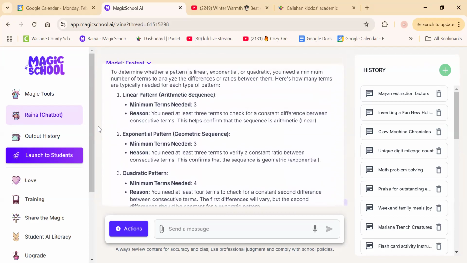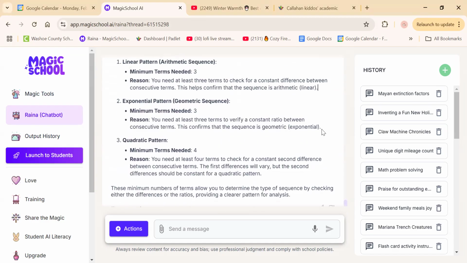Linear, you need a minimum of 3. You need at least 3 terms to check for constant difference between the consecutive terms, right? And that's when you're subtracting them, right? So 3. So write down linear pattern needs 3. She said she wants to do the work on a separate piece of paper, didn't she? Or, I mean, you can write it here and then just transfer. I don't know what she wants. But quadratic, you need 4. So just remember 3, 3, and then 4, okay?